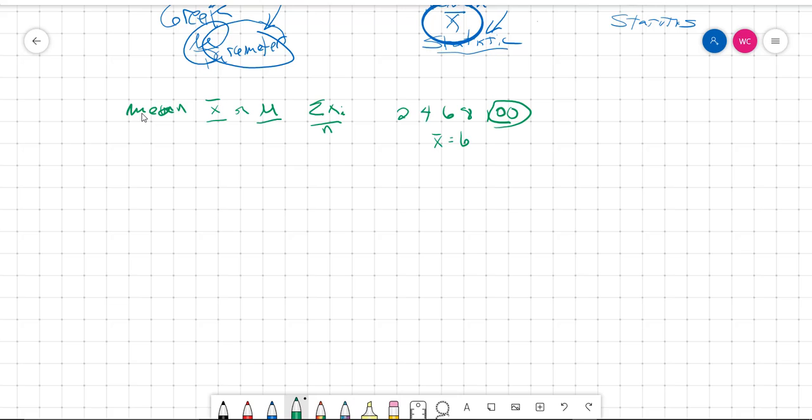If we take 2 plus 4 plus 6 plus 8, that's 6, 12, 20, and then plus 100 equals 120. And if we take 120 divided by 5, we get a much different number than 6. In fact, we get 24, right? So it went up by a factor of 4, actually.